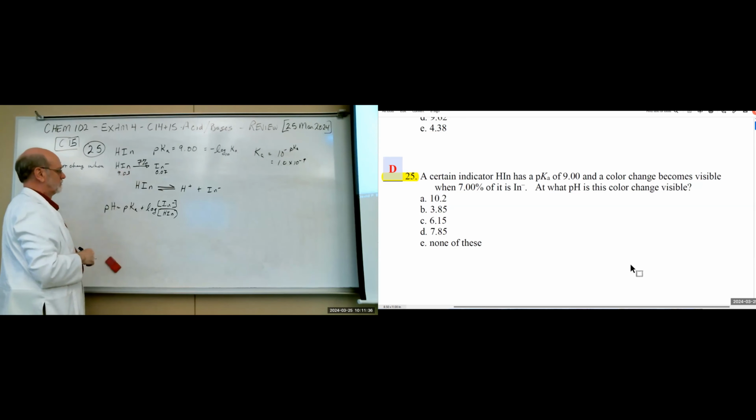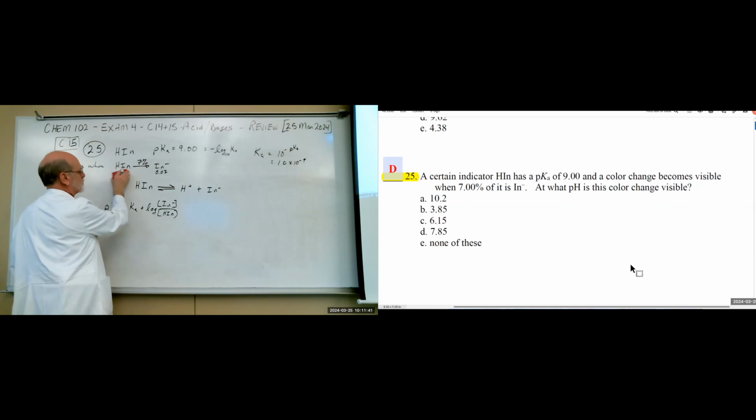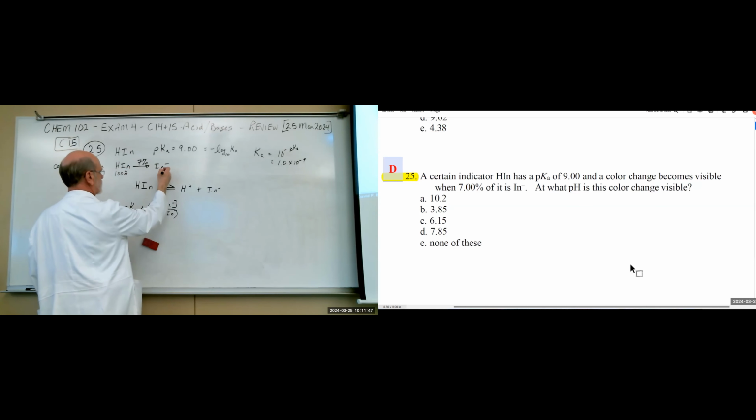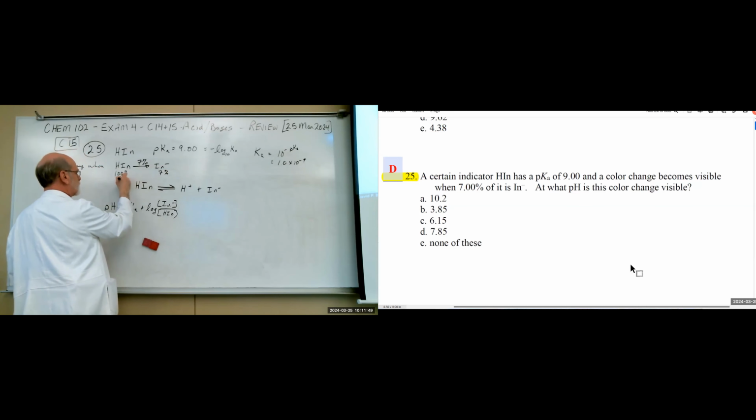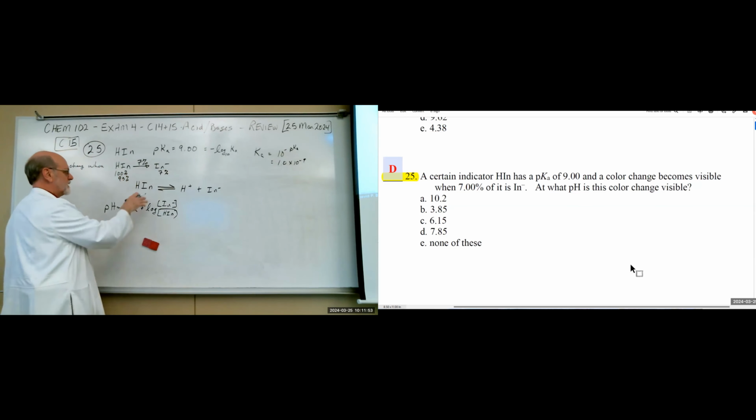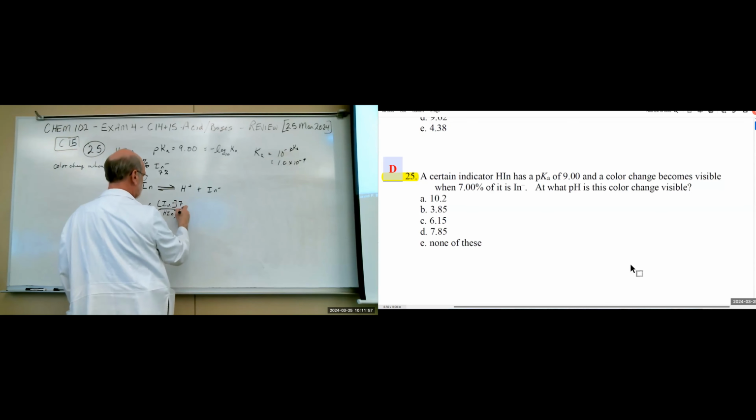9.03, right? Well, let's do percent. If you start off with 100%, now 7% of it is over here. That means 93% is left over, correct? That's better. 7% is here, left behind is 93. So this is 7 and 93.